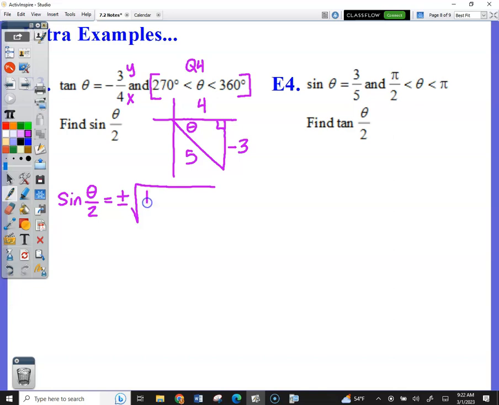All right, the formula is the square root of 1 minus cosine theta, over 2, right? So now we're going to plug in cosine theta from our picture. So bring this down. 1 minus, what's cosine from our picture? Adjacent over hypotenuse, or x over r, what would that be? 4 over 5, over 2.